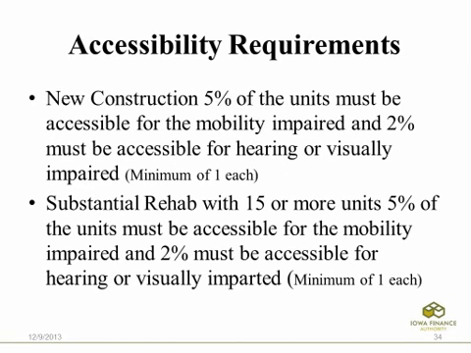Accessibility requirements in a rental project. New construction: 5% of the units must be accessible for mobility impaired, and 2% accessible for hearing or visually impaired. That would be a minimum of one each on a new construction project. If it involves substantial rehab, 15 or more units, kind of the same requirements apply.